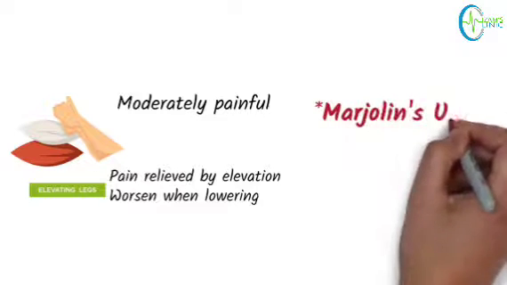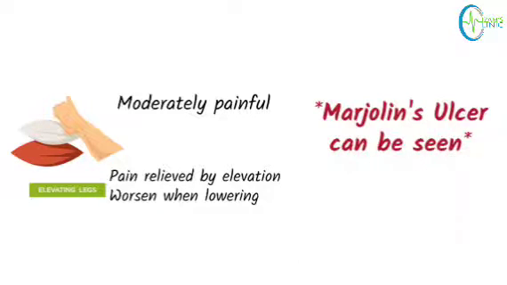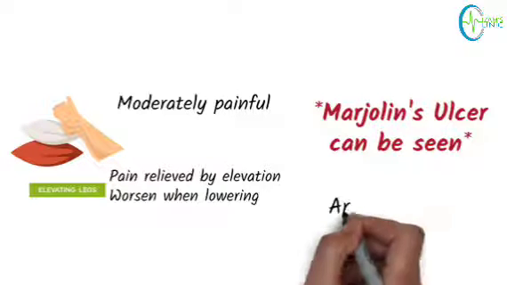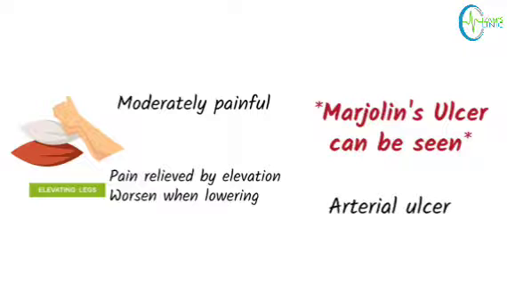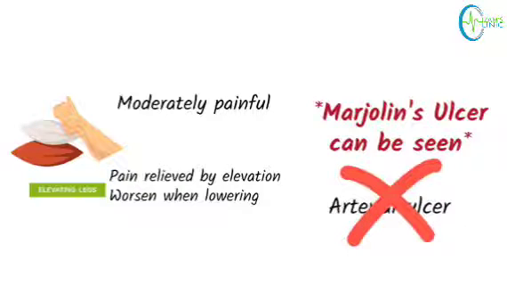Also, Marjolin's ulcer, which is a type of squamous cell carcinoma due to long-standing ulcers, may be seen in venous ulcers. However, in arterial ulcers, Marjolin's ulcers usually do not develop because patients seek treatment early due to it being severely painful. And this squamous cell carcinoma happens when there is a long-standing ulcer.